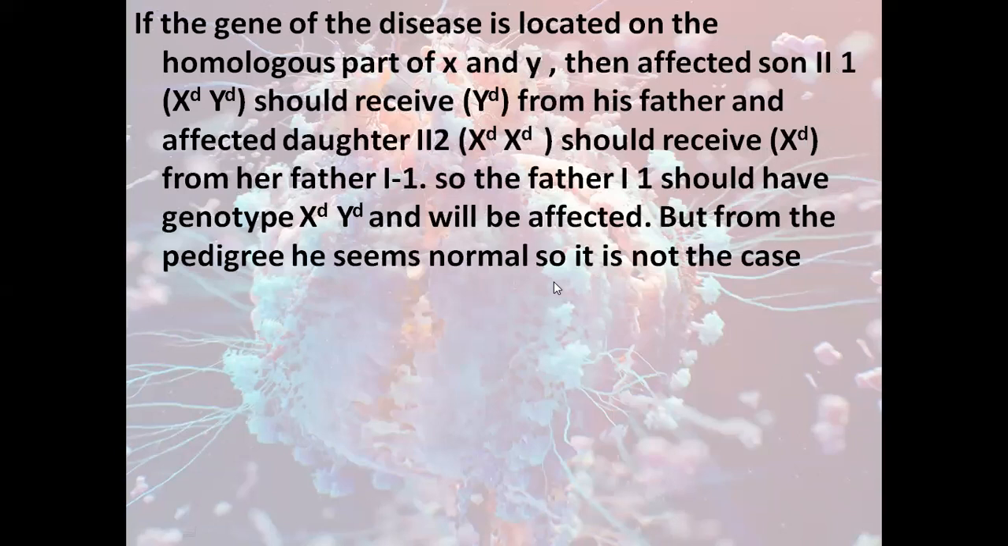Let's move now to the case where the gene is located on the homologous part of X and Y together. So son 2, XDYD, should receive YD from his father, and affected daughter 2, XD, should receive XD from her father. So the father 1 should have XDYD and should be affected. But from the pedigree, he seems to be normal, so it's not the case. So here we deny it on the non-homologous part of X, the non-homologous part of Y, and the homologous part of X and Y.